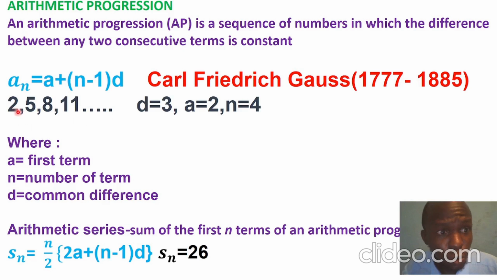For instance, we would like to get the third term. This is the first term, second term, the third term. And then we apply this formula. For our first term, you plug in 2 here. You plug in 3 because it's the third term. 3 minus 1 is 2. Common difference is 3, so 3 times 2 is 6. 6 plus 2 is 8. So that is how we get the nth term of an arithmetic progression.